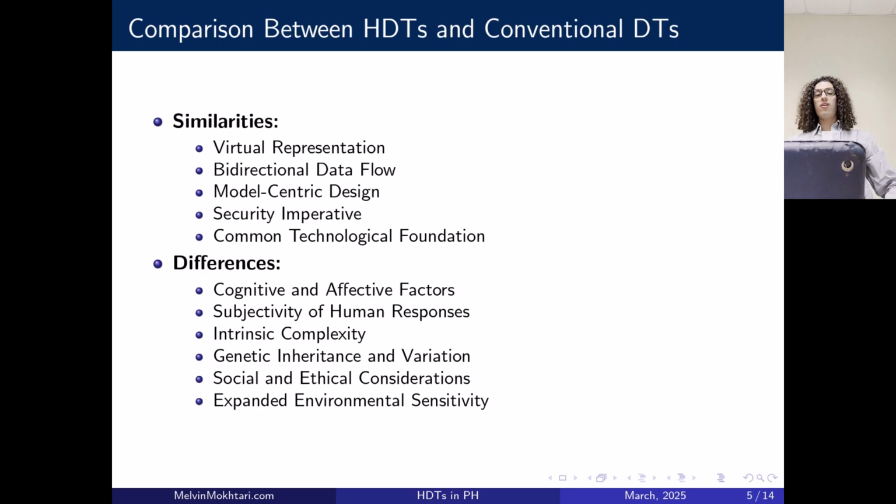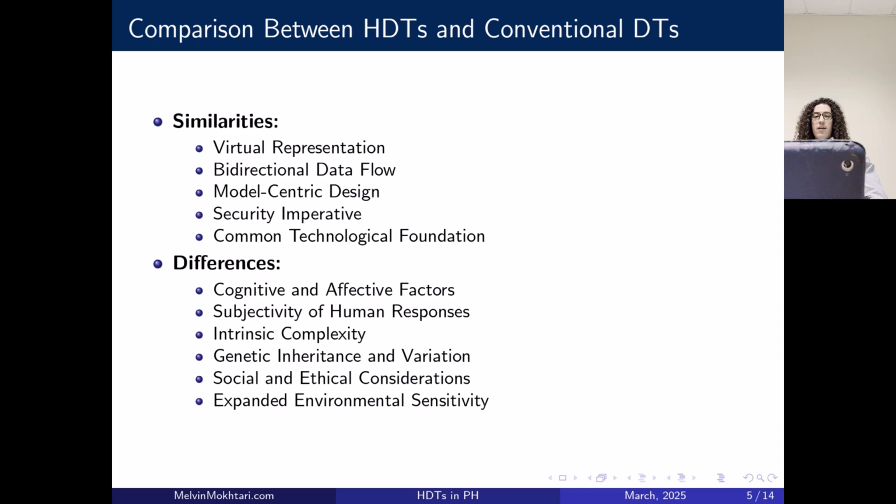Well, now let's compare human digital twins to the conventional or normal DTs. There are a couple of things in common, and there are a lot of things that are unique with HDTs. So for similarities, we all know that they're both digital copies of something in the real world. Also, the information flows in both directions. That means the real thing sends data to the twin, and the twin also provides feedback. This is the concept of bidirectional data flow.